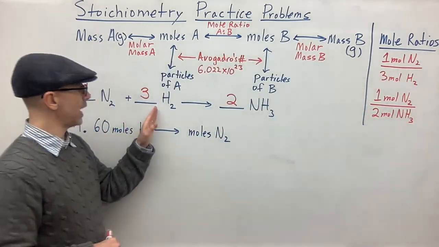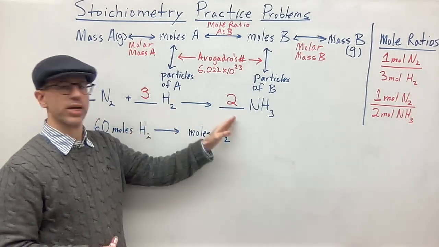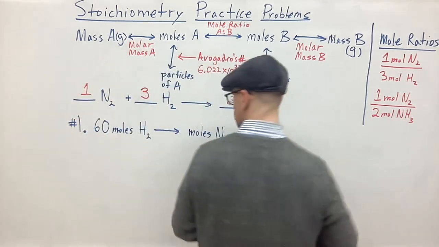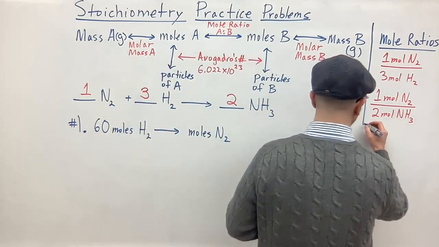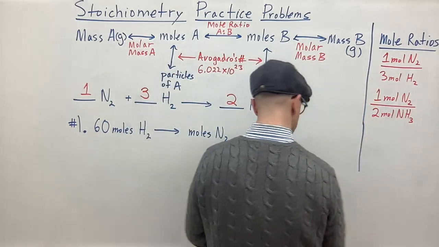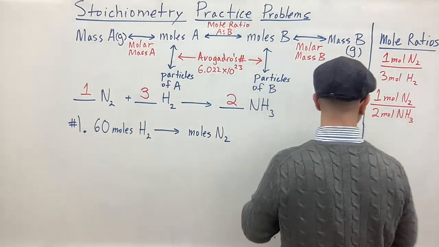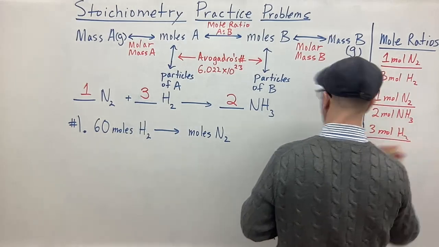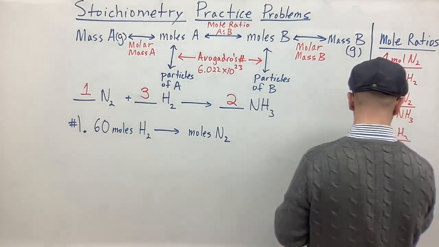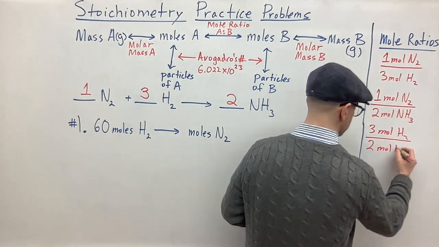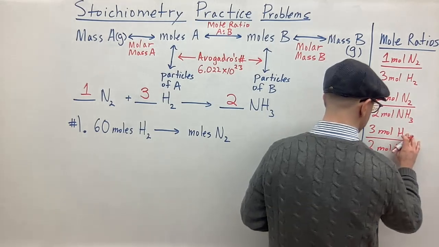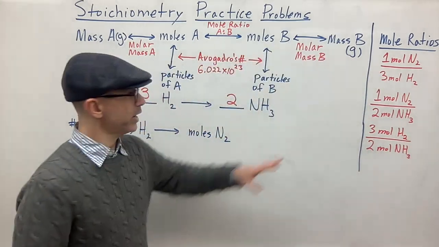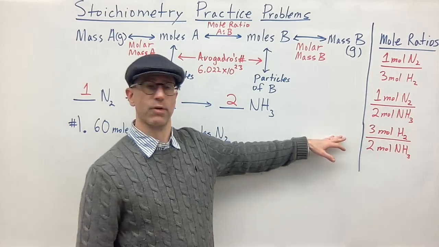And then we have one more: hydrogen to ammonia. This is 3 to 2. So the mole ratio is 3 moles of hydrogen to 2 moles of ammonia. Let me bring this down a little bit. So 3 moles of H2 over 2 moles of NH3. Let me write this 2 better. So here are our mole ratios that we could use as conversion factors.